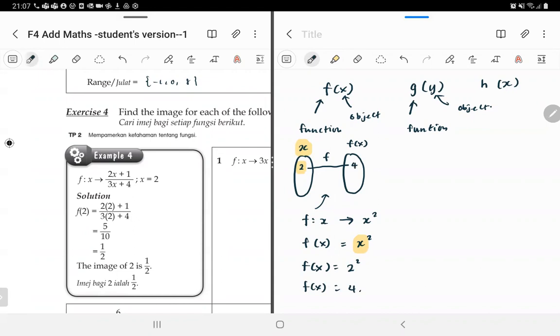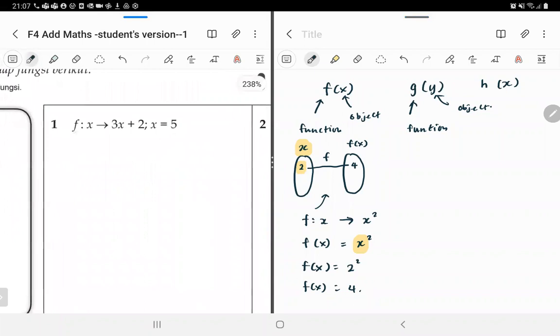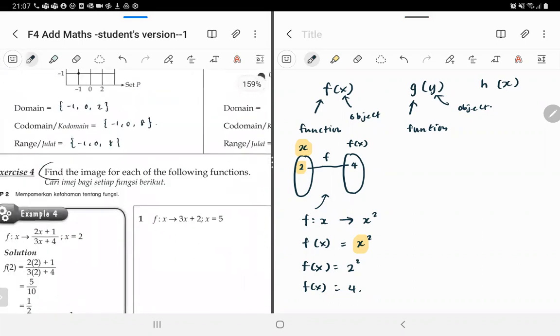Okay, it looks complicated, but it's actually simple. When you see the equation, you replace the object with the number they want. So for example, the first equation here gives you f(x) equals 3x plus 2, where x equals 5. So you need to find f(x), right? The question is asking, find the image. That means find f(x).